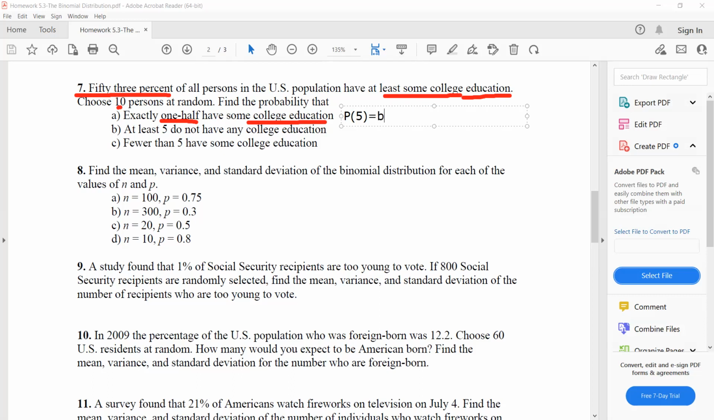So this is binomial, and this is one single number. So I'm going to use PDF this time. I'm going to use the point, right? Then I have 10 people from my sample, the whole group. I have a 53% chance of succeeding. And I have 5 people that I'm looking at. Okay, so I don't think that was a big deal, but that was the setup for that one. Binomial PDF of 10, 0.53 and 5.